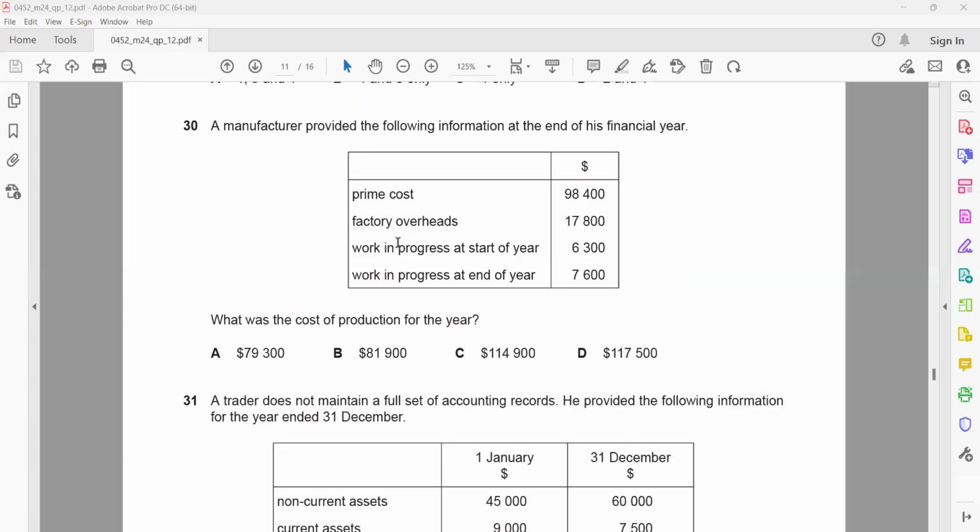Question 30. A manufacturer provides the following information at the end of his financial year. What is the cost of production? Prime cost plus factory overhead plus work in progress, plus and minus. So take 3 plus and minus 1. So 9844 plus 77800 plus 6300 minus 7600. So the answer should be 114, so the answer should be C. Okay, now next, continue.